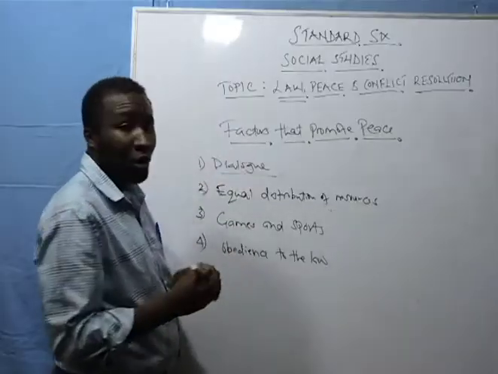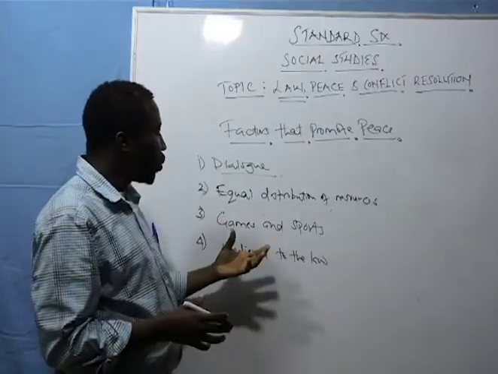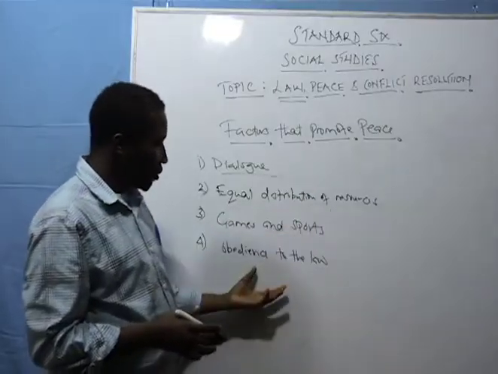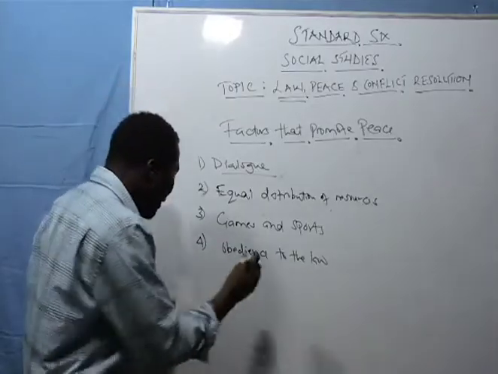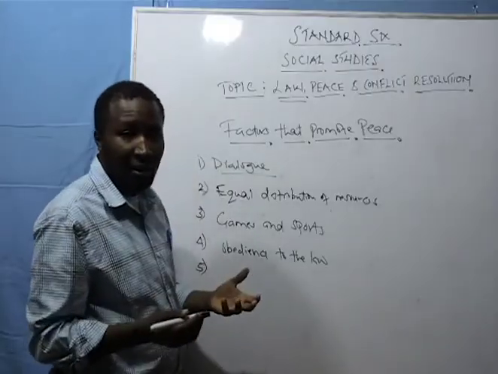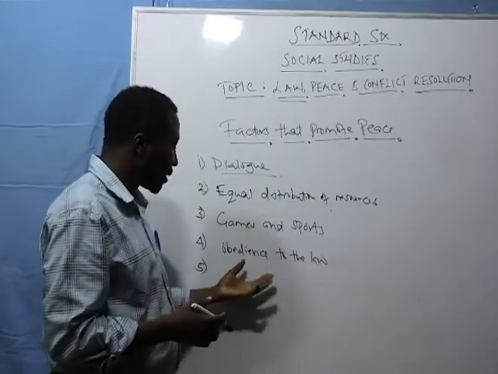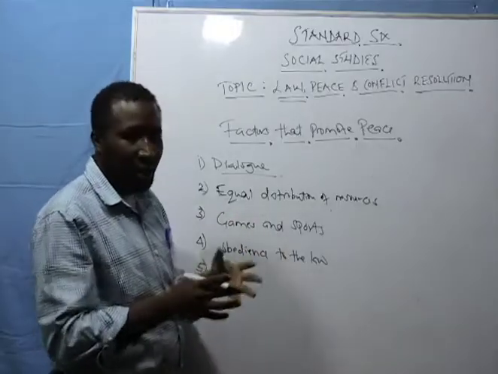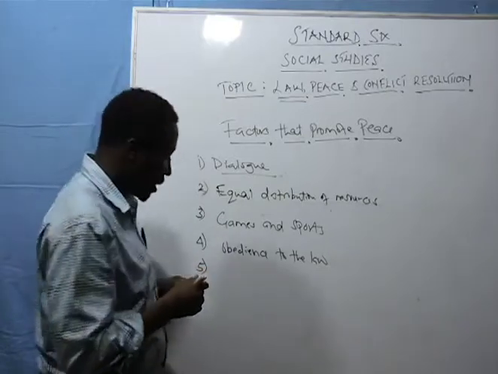When you obey the rules and regulations, the laws of the country, there will be no quarrel, no disagreement, no dispute, no conflict. When the law is obeyed, there will be peace in our country, because there will be no people confronting each other. There's a law that is set, and when people obey the law, the government or the country will run smoothly. The other one is about respecting others.